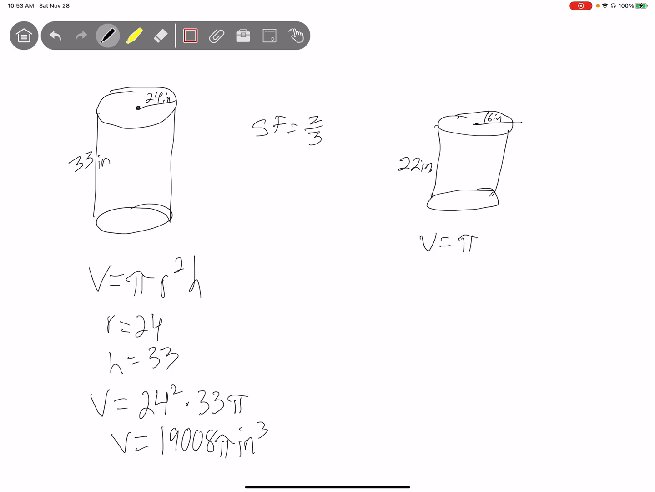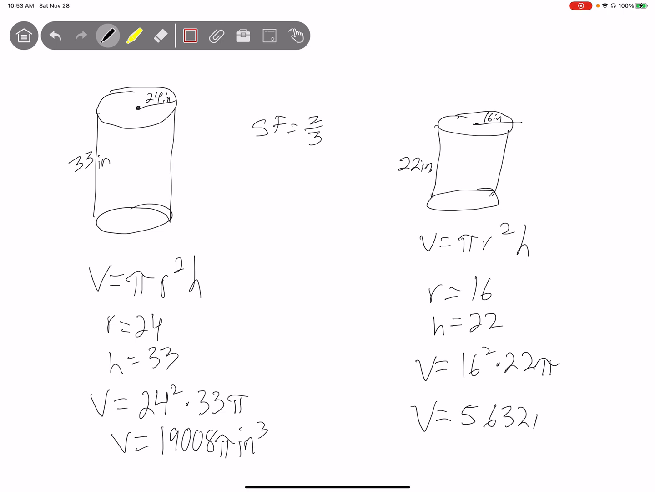I do the same thing here. Volume equals pi times the radius squared times the height. My radius now is 16. My height is now 22. So then my volume equals 16 squared times 22 times pi. So my volume now becomes 5,632 pi inches cubed.